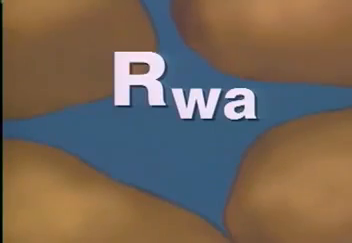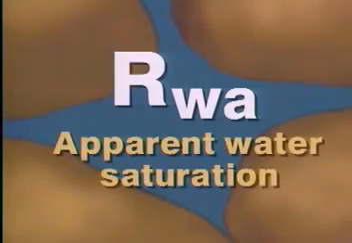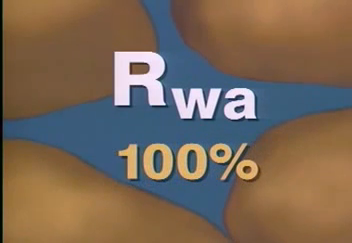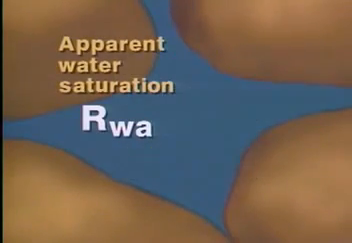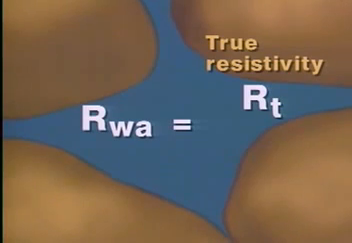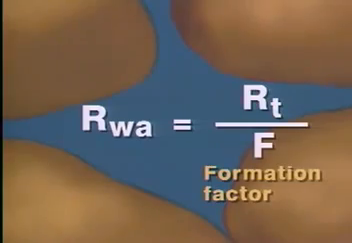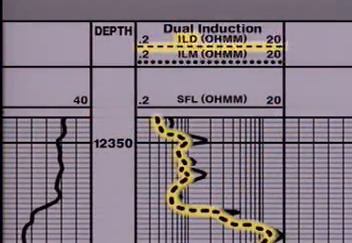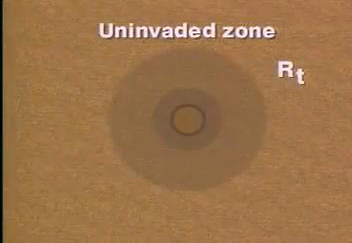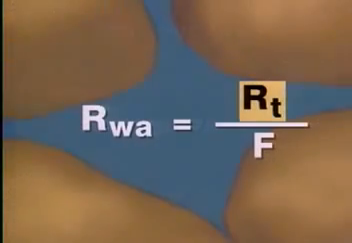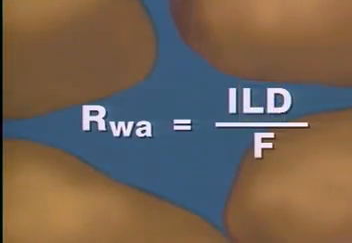A term R sub WA is used to indicate an apparent formation water resistivity. In the case where water saturation is assumed to be 100%, the Archie water saturation equation can be written as the apparent water saturation, R sub WA, equals the true resistivity of the formation, R sub T, over the formation factor, F. If we assume that the deep induction log curve records the resistivity of the uninvaded zone, we can replace R sub T in our formula with ILD, the value of the deep induction curve.